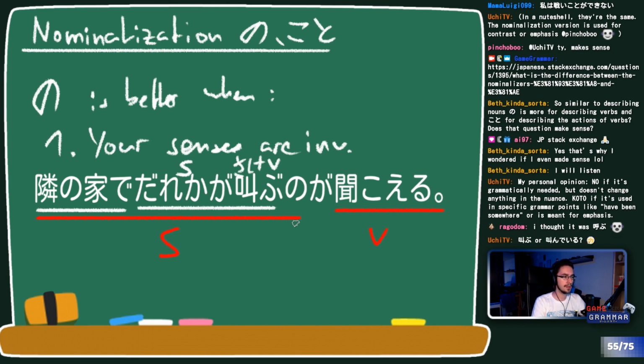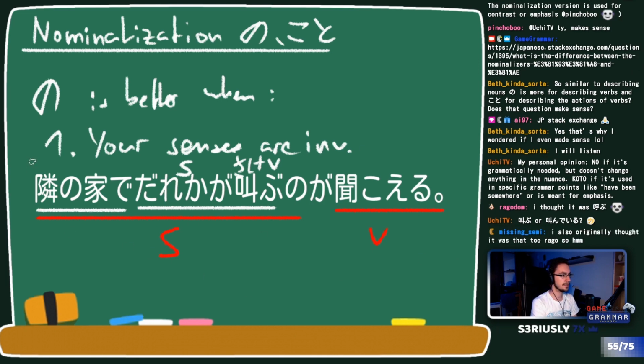So note how we have these two clauses, tonari no ie de dareka ga sakebu no ga kikoeru. Sakendeiru. I think it's pretty natural to use non-past here, actually. So in the neighboring house, someone screams, のが聞こえる. I can hear that. Okay, so basically we take this whole phrase here, and we turn that into the subject of the overlying clause.